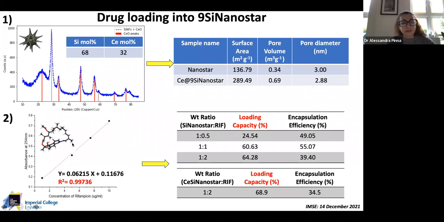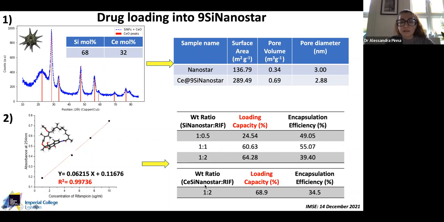And regarding the rifampicin, as you can see in this table, we tried different weight ratios between the silica nanostar carrier and the rifampicin, and we calculated the loading capacity and encapsulation efficiency. The best result here is with the 1-to-1 ratio, because we have around 60% loading capacity and an encapsulation efficiency around 55. So when we increase the amount of rifampicin, the encapsulation efficiency drops.